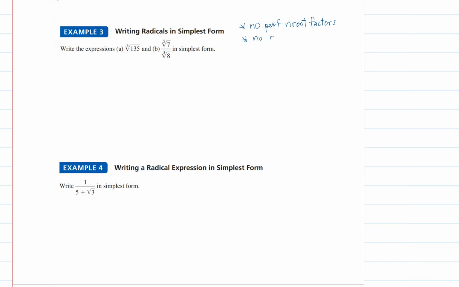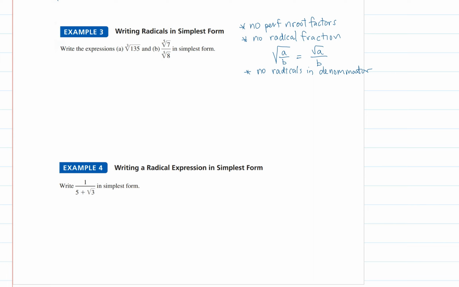Secondly, no radical fractions. So that means that we can't have a radical on a whole fraction, but it is okay to have a radical on part of the fraction. And specifically, the part that it's okay to have the radical on is the numerator. So this is the third step. No radicals in denominator. What that means is that we might have to multiply our fraction by something that would give us a whole value instead of a root.